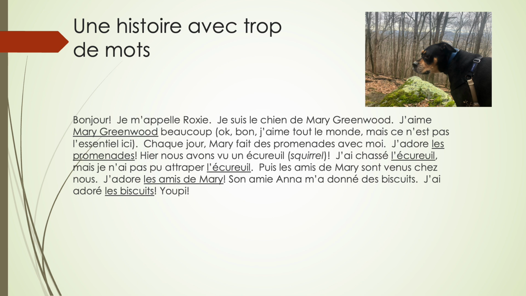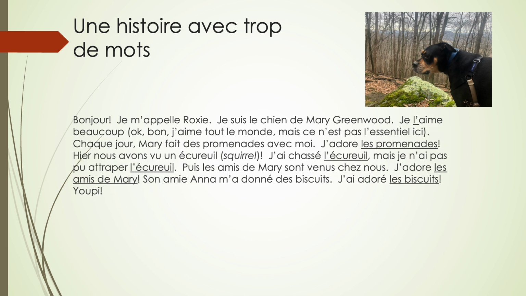So start with Mary Greenwood. What pronoun would you use to replace Mary Greenwood? You would use la, right? But it's going to come before the verb aimer. So it's going to look like l'apostrophe. So it's going to be je l'aime beaucoup. L'apostrophe aime. Je l'aime beaucoup. Ok, bon, j'aime tout le monde, mais ce n'est pas l'essentiel ici.